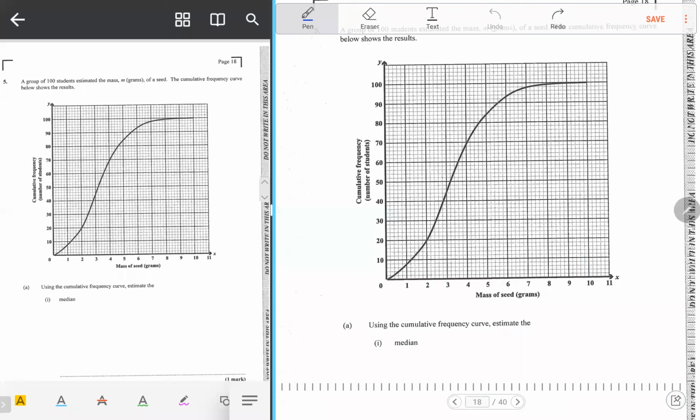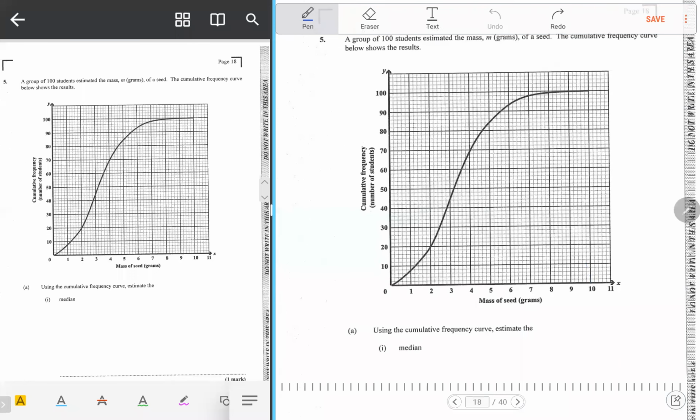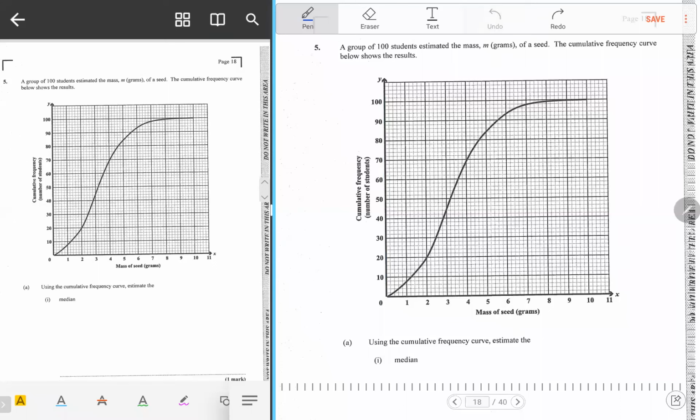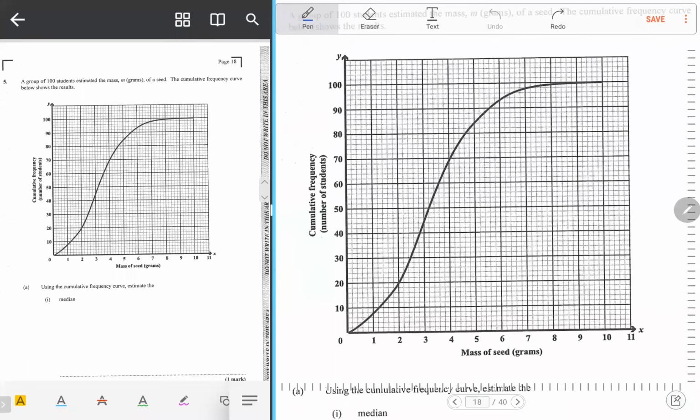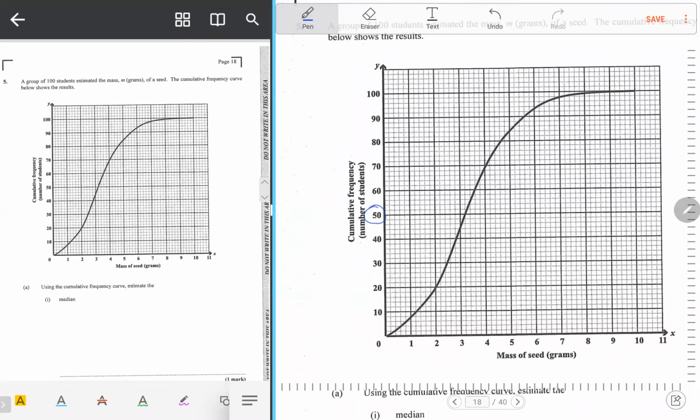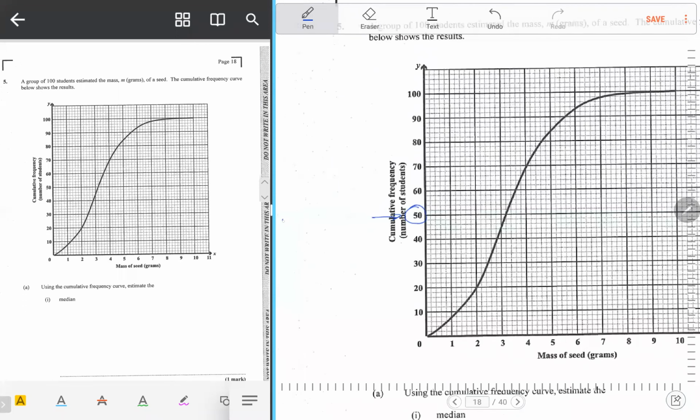So they want the median. Remember, these are the students, and the median is for 100 students. The median is the mass that the 50th student approximately measured. You're going to the middle student in the distribution of the 100 students. So the 50th student measured the median mass. This is the 50th student right here. We call that the position of Q2. Remember, Q2 is the symbol for median.